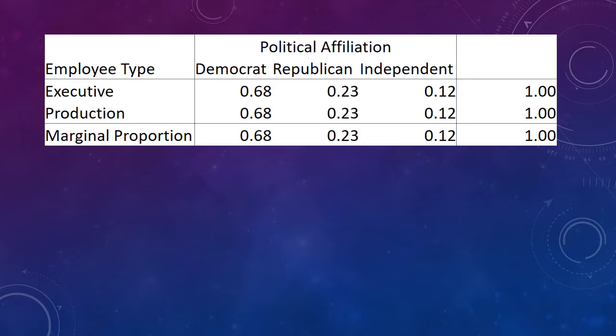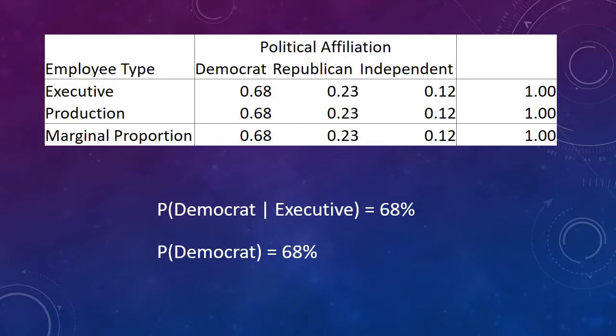We saw that the proportion of Democrats was the same no matter whether you were an executive or a production worker. So in this example, the probability of being a Democrat given that you're an executive is 68%. But the probability of being a Democrat irrespective of whether you're an executive or a production worker is also 68%. They're the same because whether you're an executive or a production worker doesn't make any difference for whether you're a Democrat, because the two variables are independent. So the conditional probability that you're a Democrat given that you're an executive is equal to the marginal probability that you're a Democrat. So why would we care about conditional probabilities?